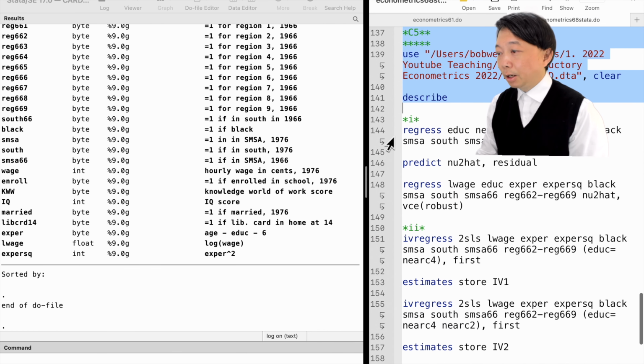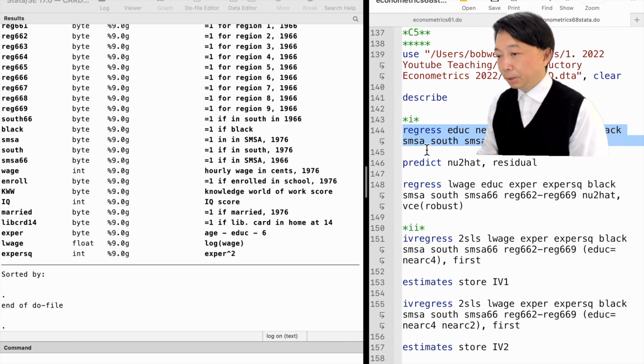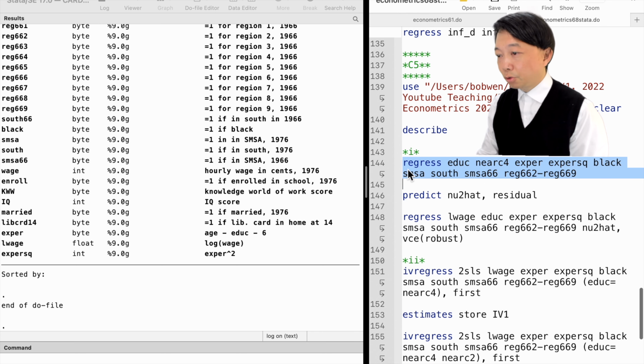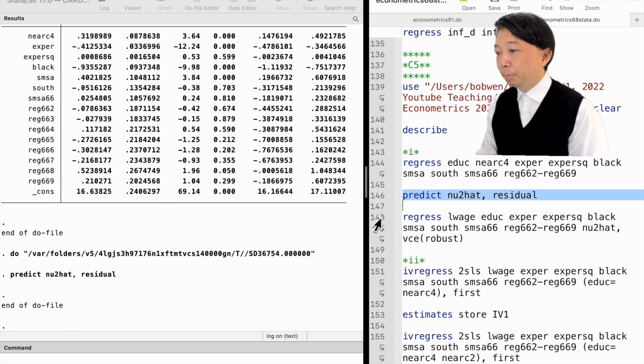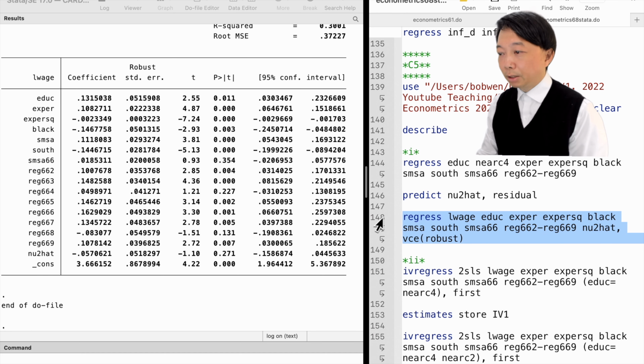We estimate the reduced form equation for education by regressing it on all exogenous variables and then obtain the reduced form residuals mu2 hat. After that, we add mu2 hat to the structural equation and test for the significance of mu2 hat using an OLS regression. The coefficient on mu2 hat is not statistically significant at the 10% level.